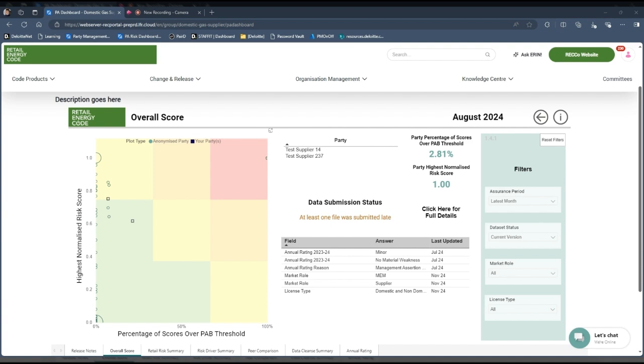The colors on the graph background provide an indication of what good and bad may look like. For example, to land in the red square at the top right would indicate that your scores are generally high, high being worse, and also that you breach PAB thresholds in the majority of risks. The graph by default displays the result of all organizations, and to filter on your organization specifically, select them under the party tile. In this case, I'm going to select my organization, supplier 237.